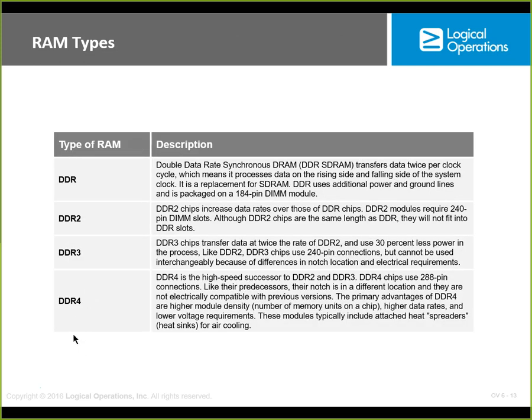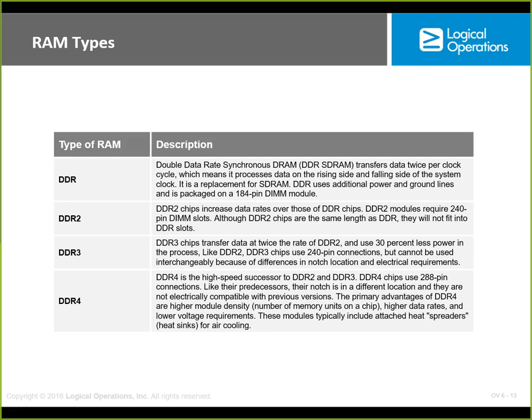DDR RAM types: DDR, double data rate synchronous DRAM, transfers data at twice the clock cycle, and we've looked at that because it does an action on the leading edge as well as the falling edge of the clock itself. DDR2 increases the data rates over the DDR and requires 240-pin DIMM slots, and then the DDR was 184-pin slots.